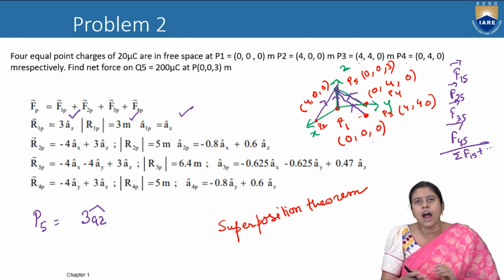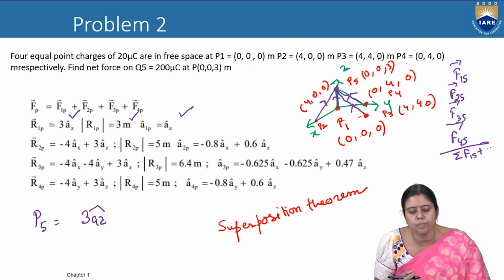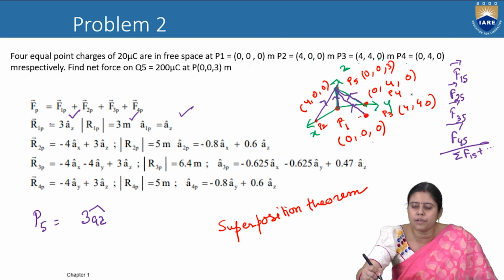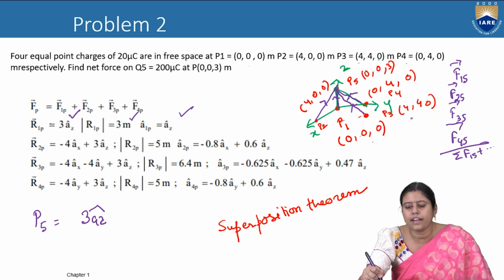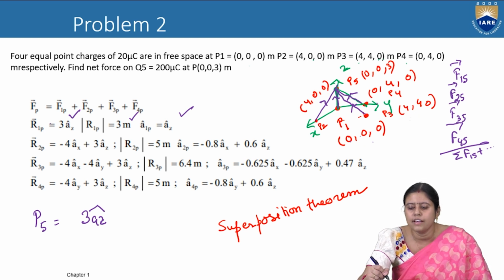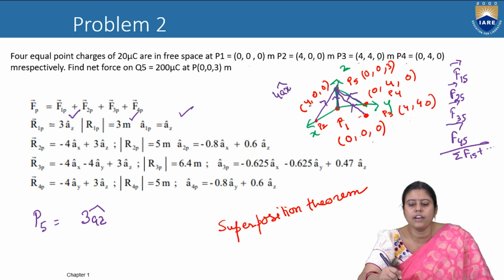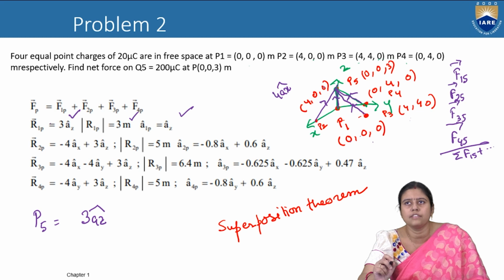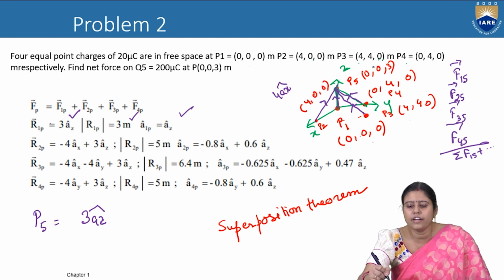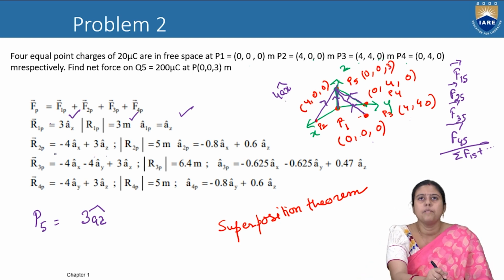Next move to R25 or R2P. So what is the position vector of the second one? The second one is P2, 4ax only; ay and az components are 0. So this is the end point minus starting point, 3az minus 4ax.